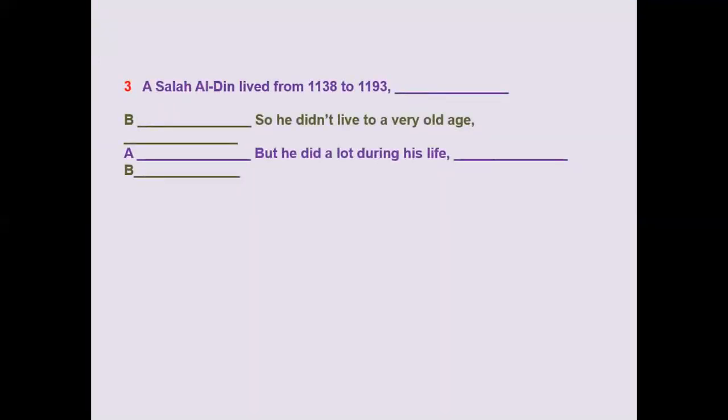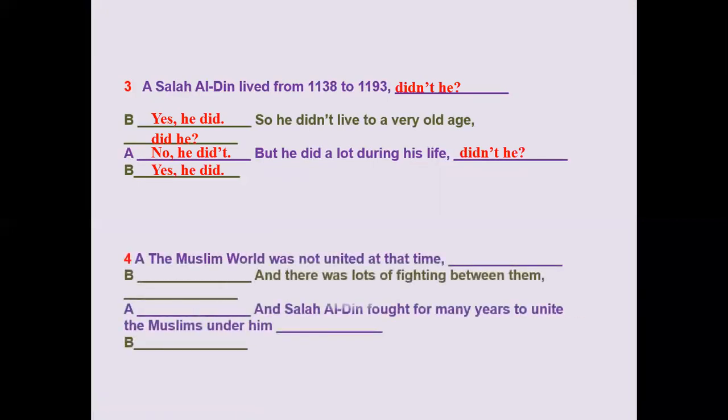Number 3. Salah ad-Din lived from 1138 to 1193. He lived, didn't he? Yes, he did. So he didn't live to a very long time or to a very old age. He didn't live, did he? No, he didn't. But he did a lot during his life. He did, didn't he? Yes, he did. The last one.